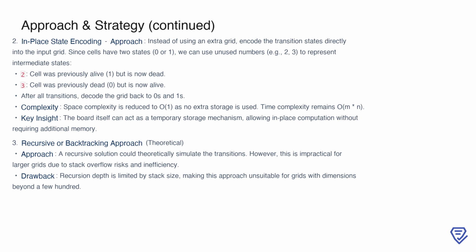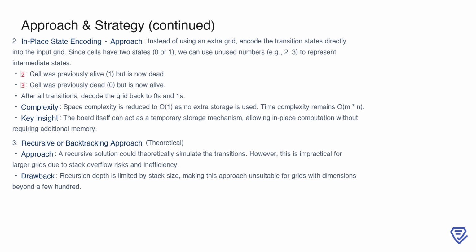This method reduces space complexity to O(1), because no additional storage is needed. The time complexity remains O(m*n), as each cell is still processed once. The key realization here is that the input grid itself can act as temporary storage, enabling in-place computation without wasting memory. While slightly more complex than brute force, this method is both elegant and memory efficient.